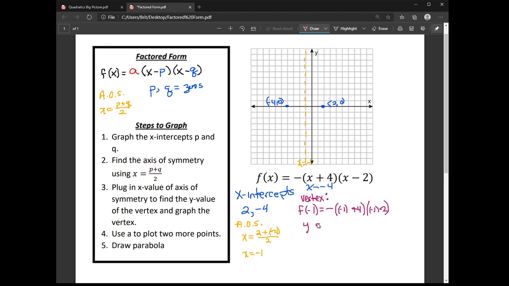I'm going to go ahead and just start calling this y, even though it's f of negative 1. It's okay, they're interchangeable. So I have negative 1 plus 4 is 3, and negative 1 minus 2 is negative 3. 3 times negative 3 is negative 9, times another negative is a positive 9. So our vertex is at negative 1, 9. So if I go up by 9 hops here on the axis, it's right here.